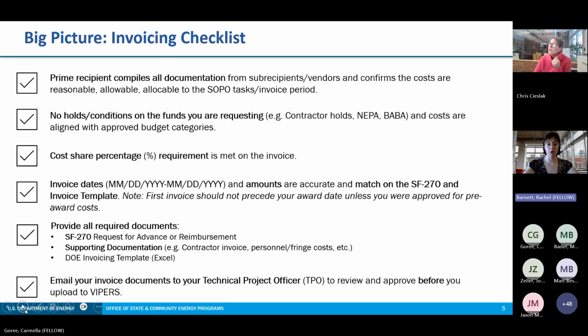They should ensure that there are no holds or conditions on the funds being requested, for example, contractor holds, NEPA and BABA, and that all costs are aligned with the approved budget categories. The cost share percentage requirement must be met on each invoice, and invoice dates and amounts must be accurate and reflect the dates listed on the SF-270 and invoice template.